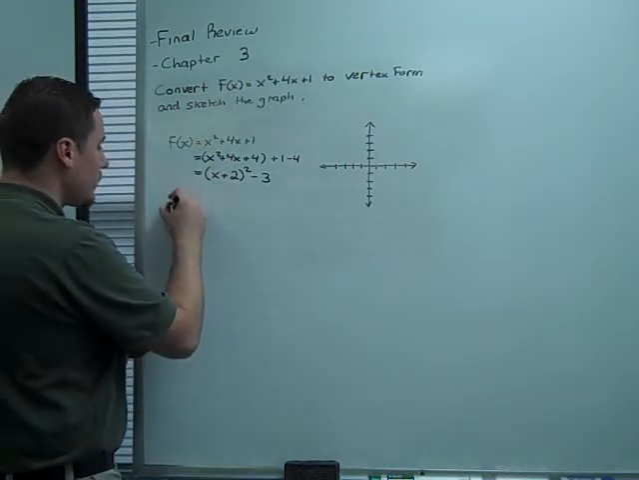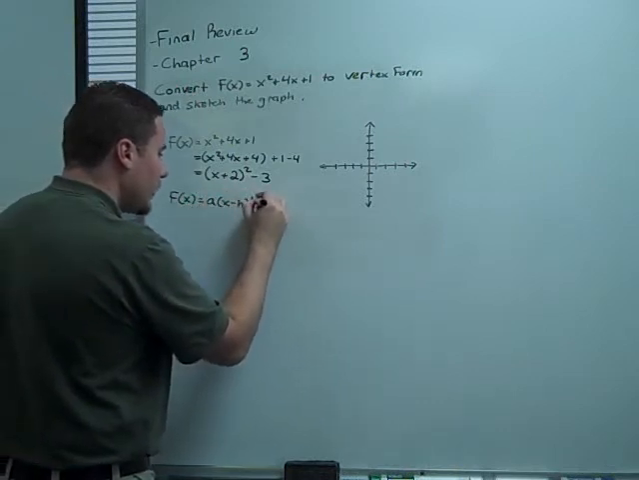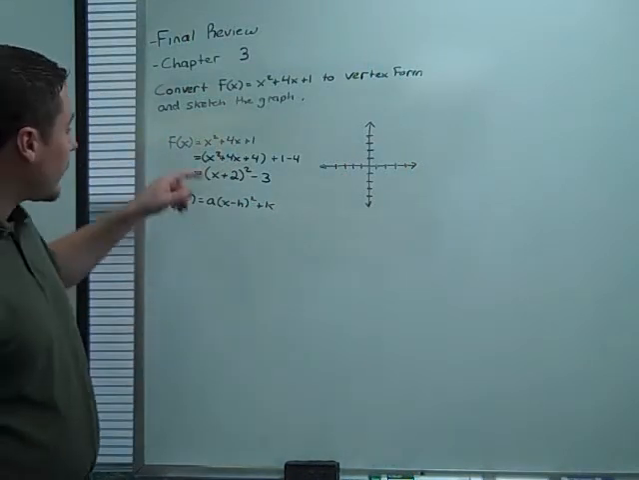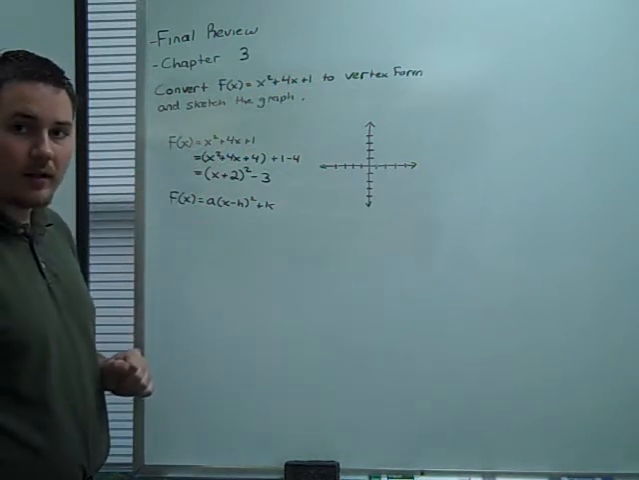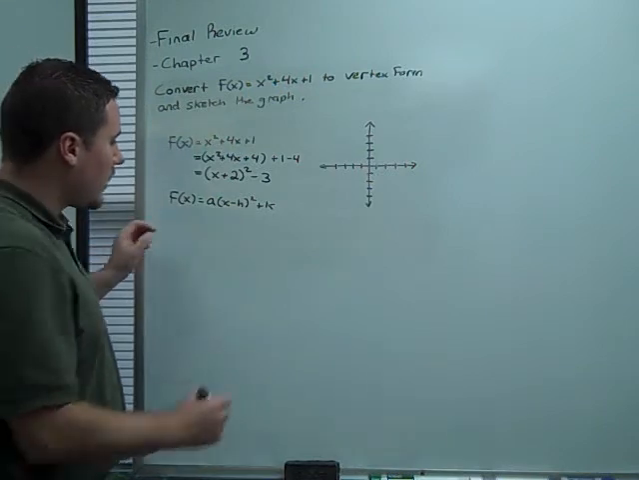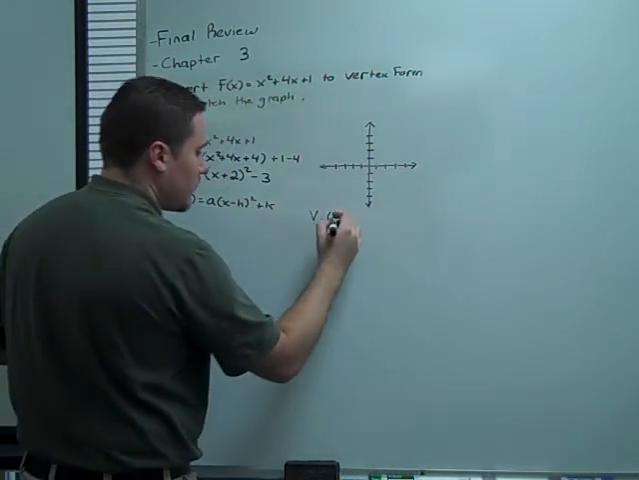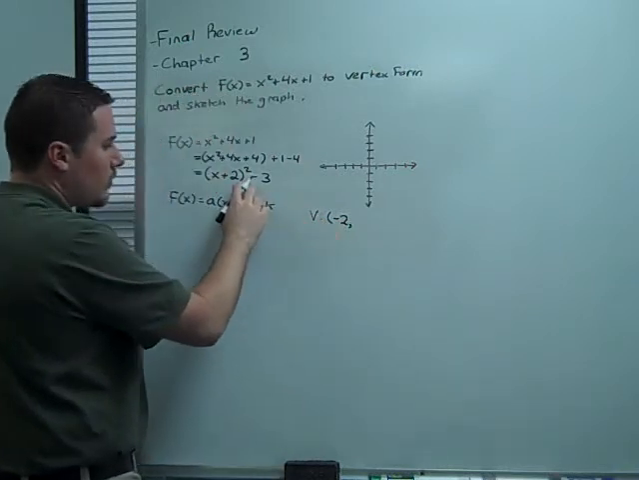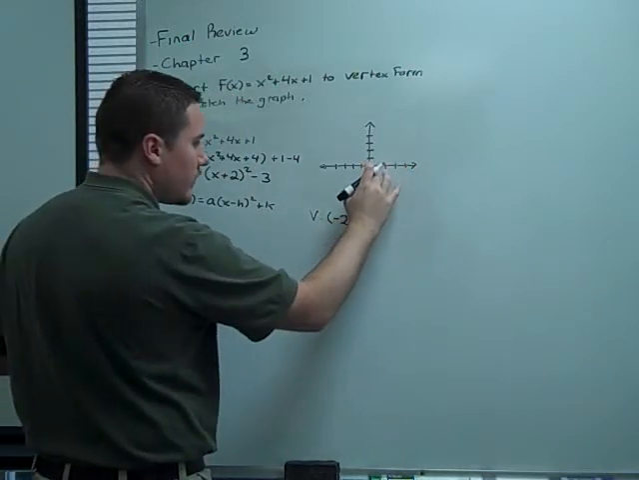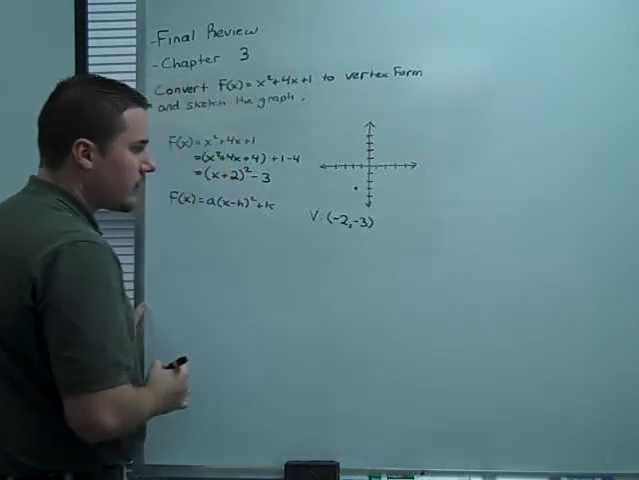Vertex form, for those who don't recall, is f of x equals a times x minus h squared plus k, where h and k are the vertex. A is your scaling factor, which you get from the standard form as well. Here, if negative h is the coordinate, our vertex is going to be at negative 2, and our y-coordinate of the vertex is negative 3. So I go over to negative 2, and then I drop down to negative 3, and that is my vertex.